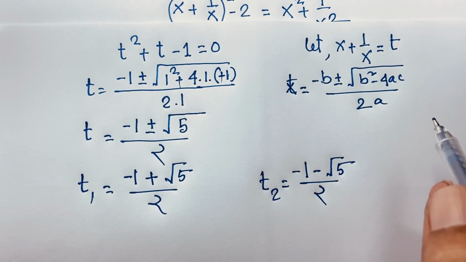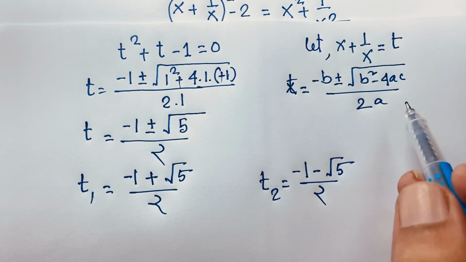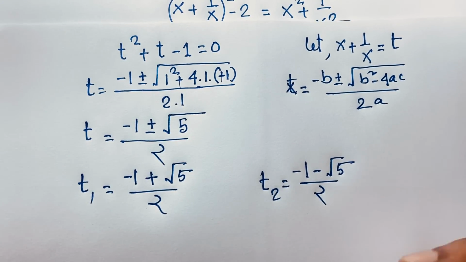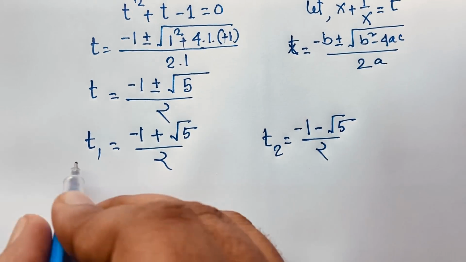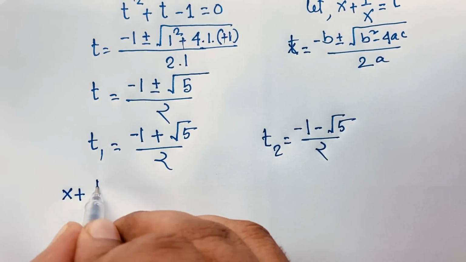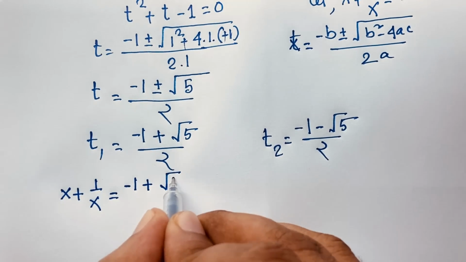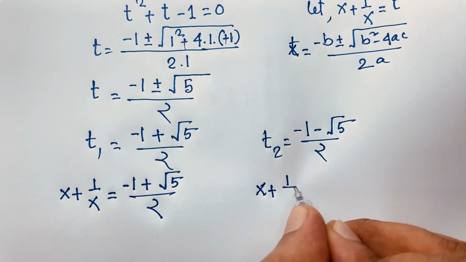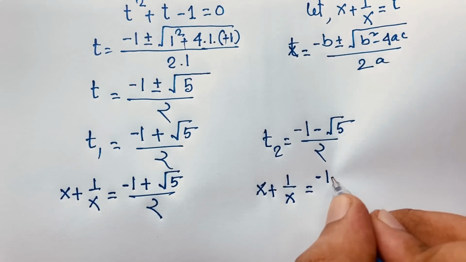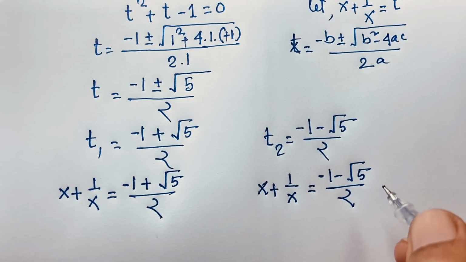Now at this moment I put the value of t in this expression. Here t is equal to x plus 1 over x. We need the value of x. x is equal to what? What is the value of x? So at this moment you can see t is x plus 1 over x. So I put this value here: x plus 1 over x is equal to minus 1 plus square root 5 over 2, and x plus 1 over x is equal to minus 1 minus square root 5 over 2.